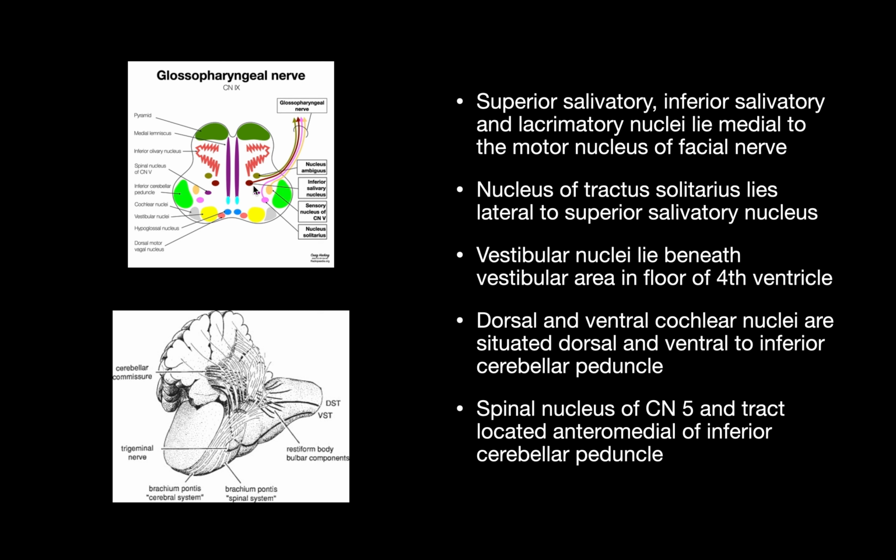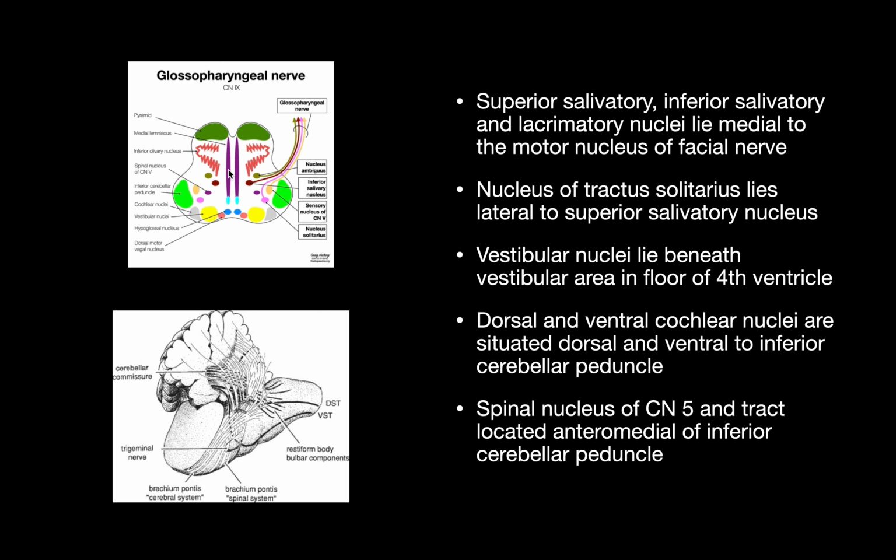And the nucleus of the tractus solitarius is going to be lateral to the superior salivary nucleus, which is going to be here, and the vestibular nuclei lie beneath the vestibular area in the floor of the fourth ventricle, so it's going to be covered by the fourth ventricle.